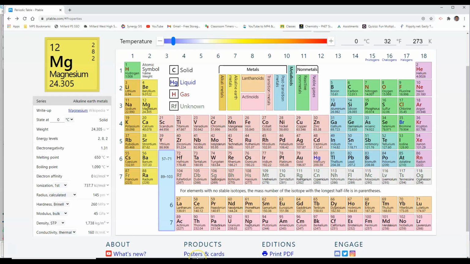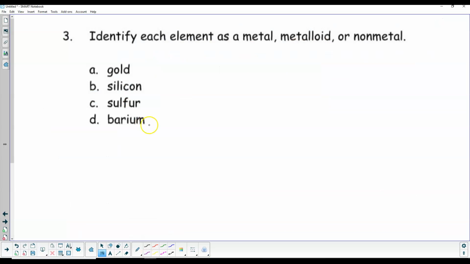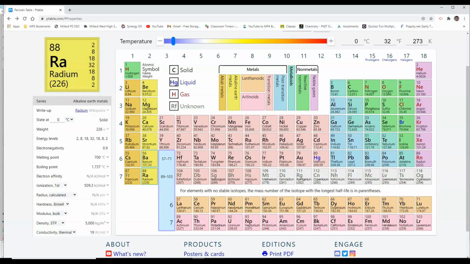Sulfur. Sulfur's right here, definitely to the right of the stairs, so it's going to be a nonmetal. And then lastly, we have barium. Barium is right down here, definitely a metal, definitely to the left of the stair step.